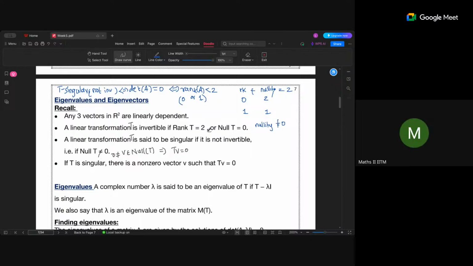And same way for rank of T equal to 2, again the same logic only. 2 plus 0 is 2. So that's why rank of T equal to 2 means null of T equal to 0 here.